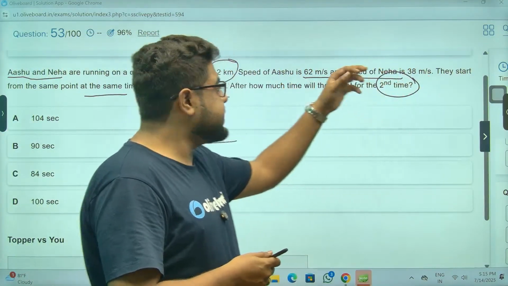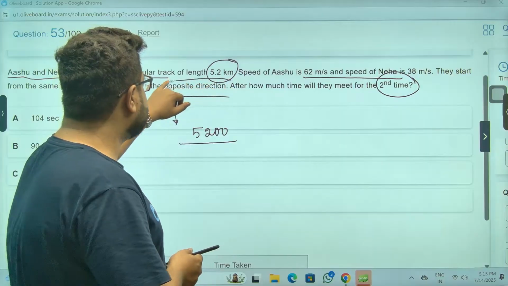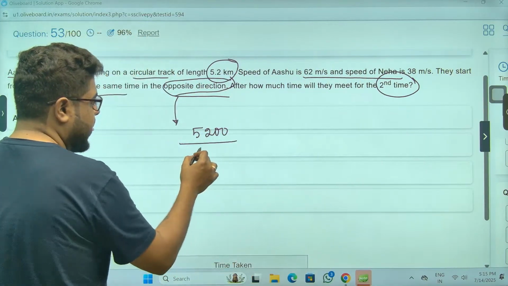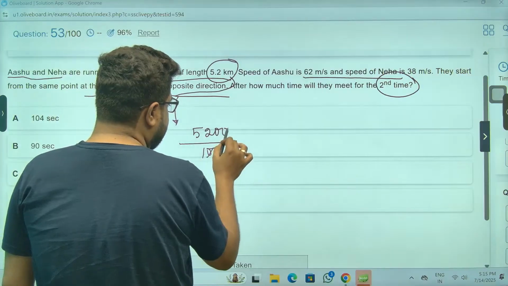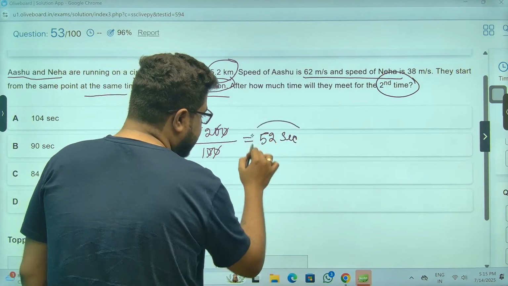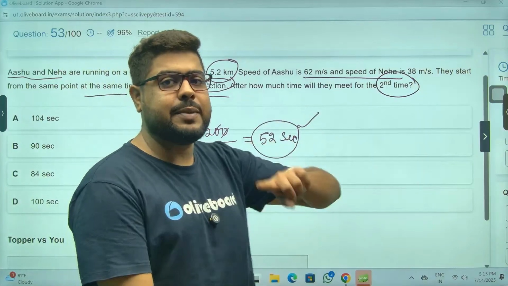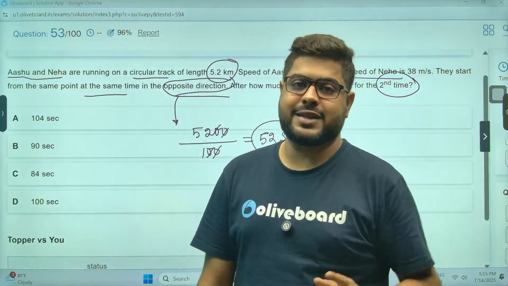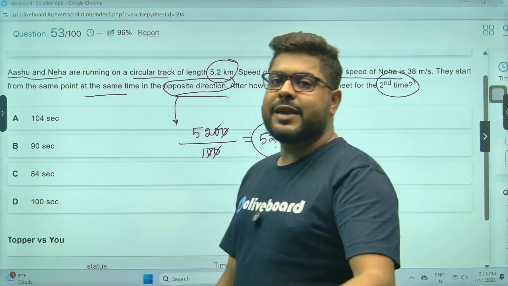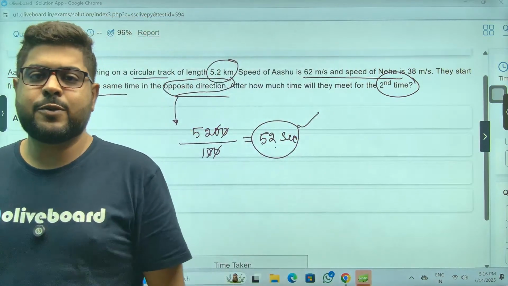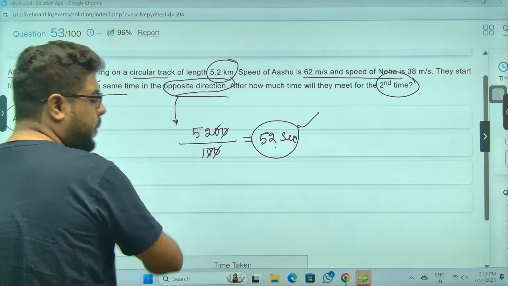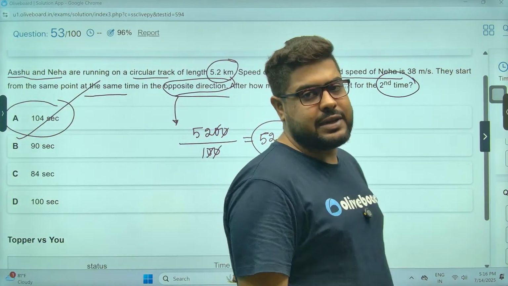Relative speed, sir: they are moving in the opposite direction, so the relative speed will be the sum. 62 plus 38 means 100, sir. So they will meet each other at any point after 52 seconds. Or rather, think like this: they will meet each other at any point after every 52 seconds. So the first time they will meet at 52, the second time after another 52, meaning a total of 104 seconds. Option number A once again is the correct answer.